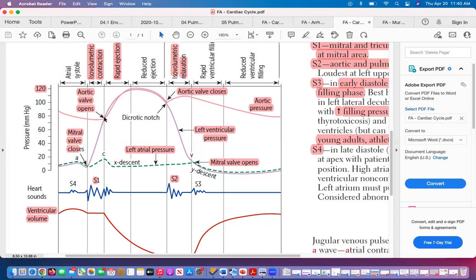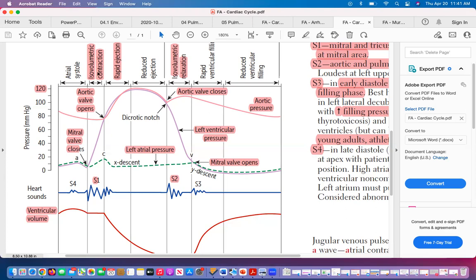And here we see that the aortic valve opens and the blood goes through the aorta. The blood goes from the left ventricle to the aorta because we were able to open the aortic valve. So the time between when we close the mitral valve until we open the aortic valve, that time interval, is called isovolumetric contraction.